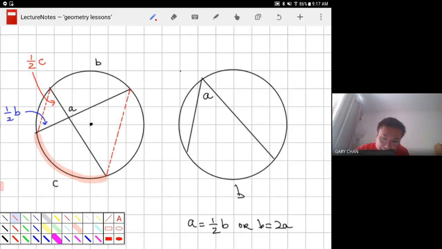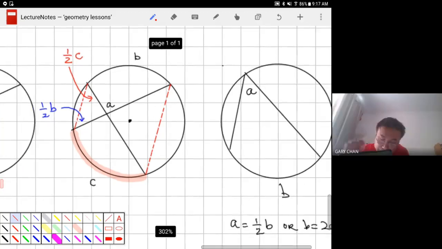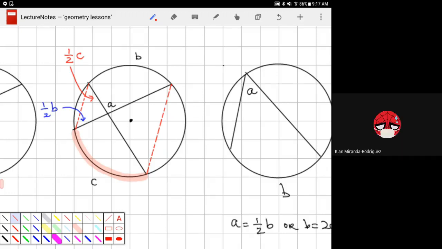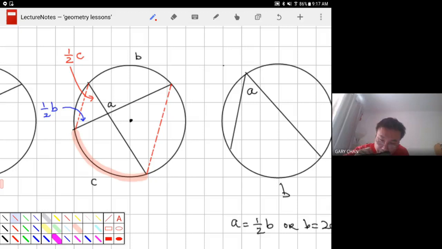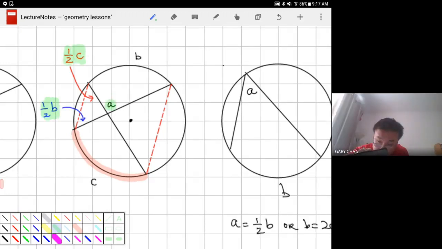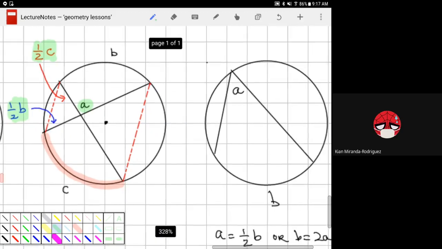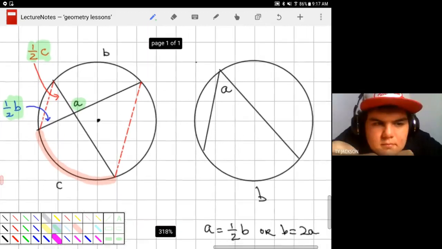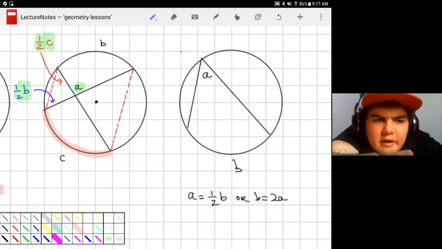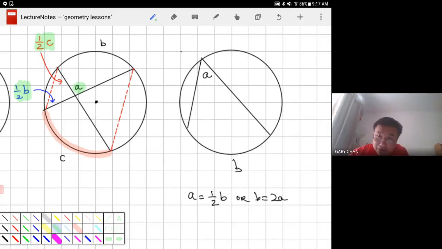And wait a minute, we're almost there, I promise you. Okay, so look at this. What do you think is the relationship between these three angles here? What is the relationship between this, this, and that? Half of B plus half of C equals A. It is. Ty, how did you know that?